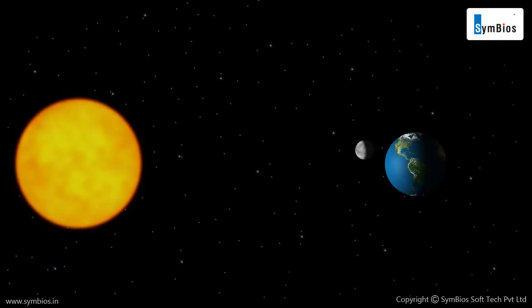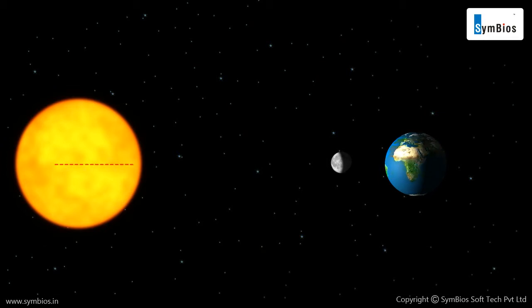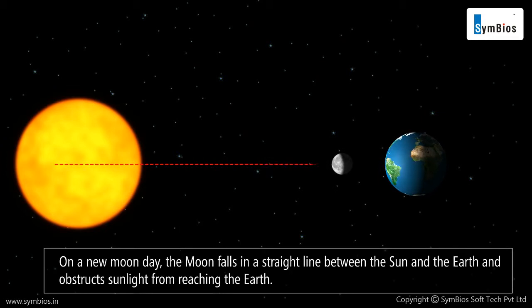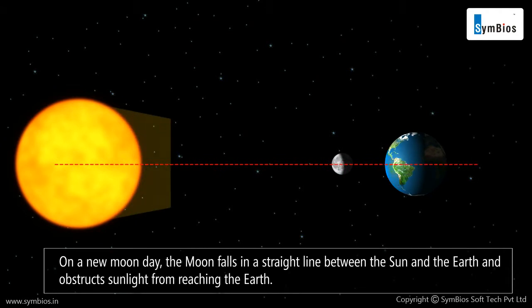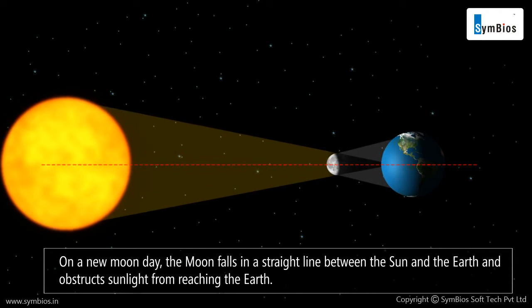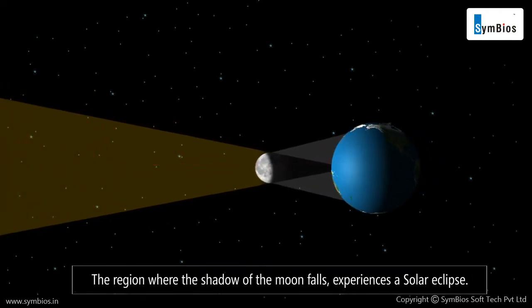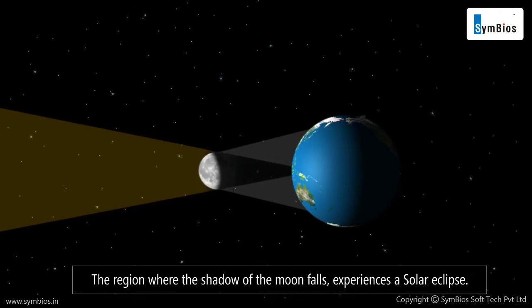Solar eclipse can occur only when the moon passes between the sun and the earth on a new moon day, that is, when the dark side of the moon faces the earth. On a new moon day, the moon falls in a straight line between the sun and the earth and obstructs sunlight from reaching the earth. The region where the shadow of the moon falls experiences a solar eclipse.